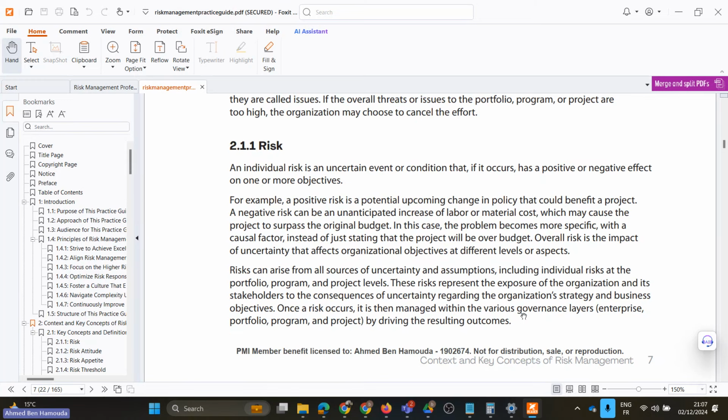So this is the definition of a risk, and you can see that this guide is assigned to Ahmed bin Hamouda because I've obtained it through my license. Okay, it's not for distribution, sale, or reproduction.